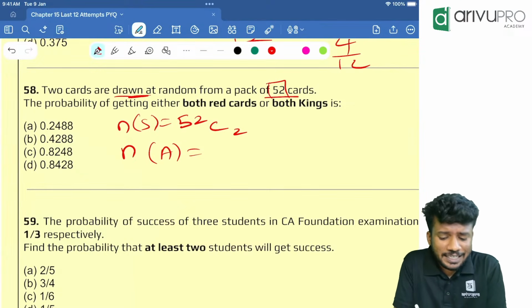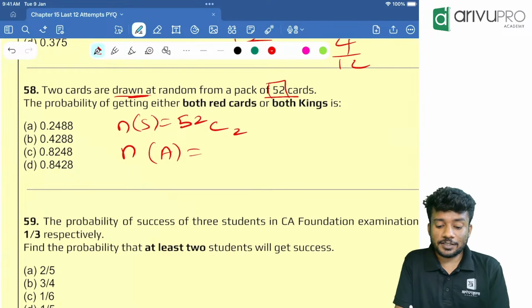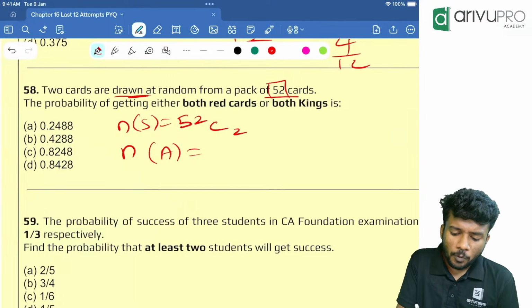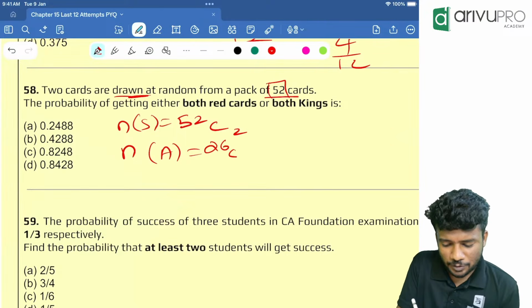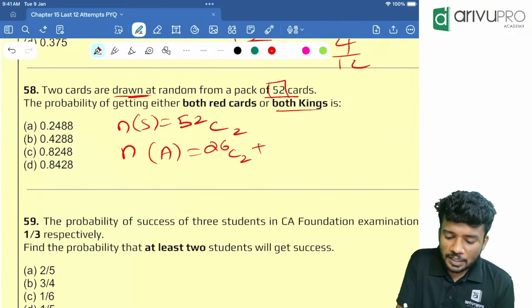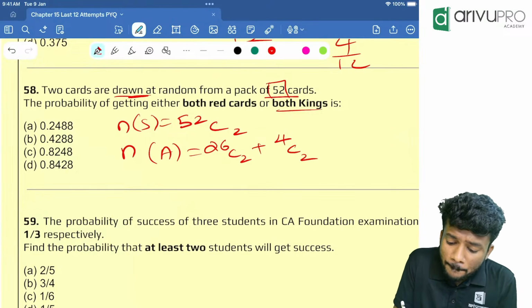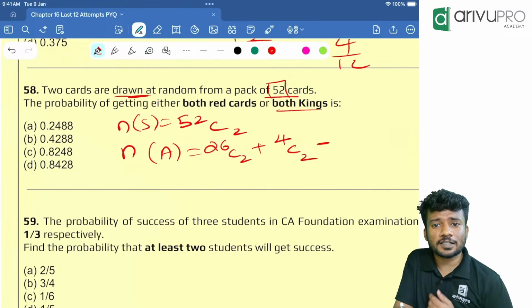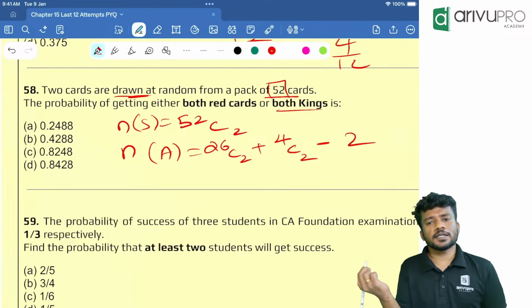The probability of getting either both red cards or both kings is the question. It should be either red cards or kings. So how will you write it down? First condition: both are red. How many red cards are there in total? 26 are there. So 26C2, plus both are kings. 4 kings are there in total, so 4C2. Then minus, there are some red kings, right? How many red kings are there? 2 red kings are there. So you can write 2 over there.